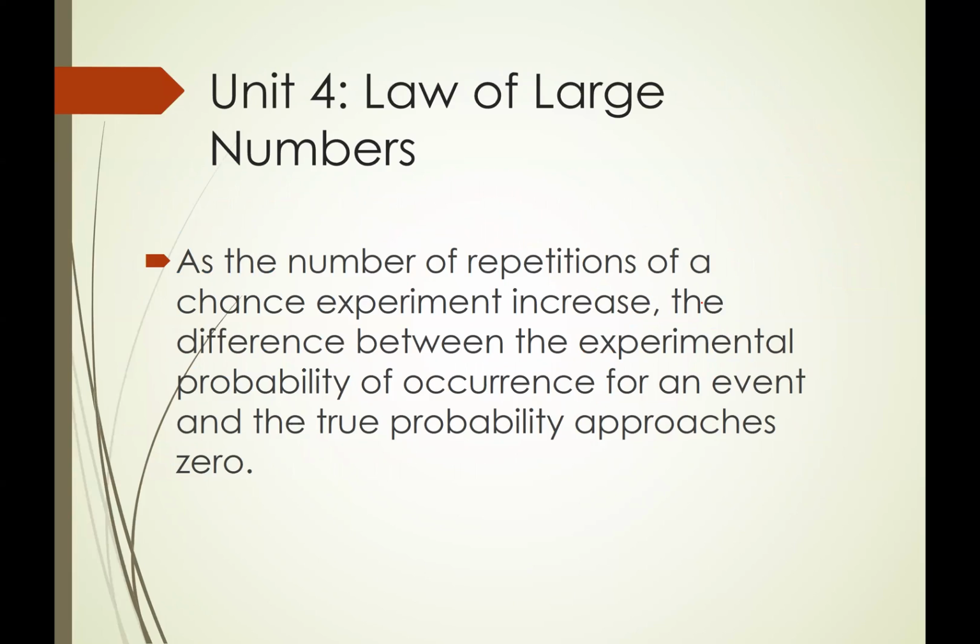The law of large numbers says as the number of repetitions of a chance experiment increases, the difference between the experimental probability of occurrence and the true probability approaches 0. So for example, if you're rolling a die, you expect to get a 3 1/6 of the time. If you continue to roll that die over and over again, your experimental probability should get close to 1/6.